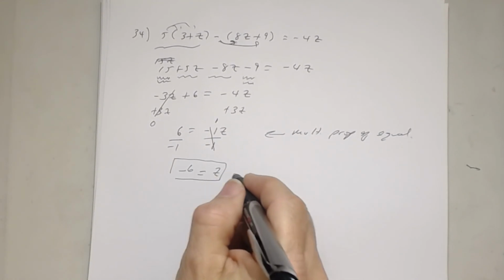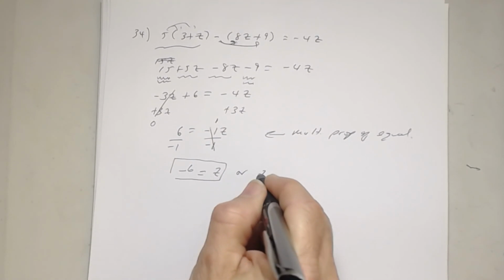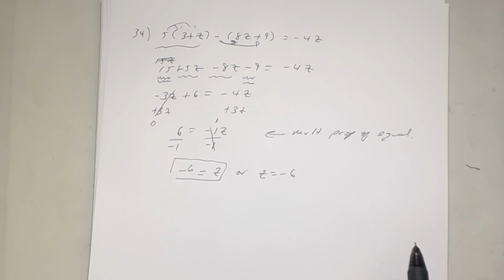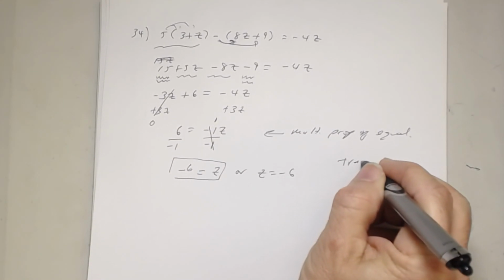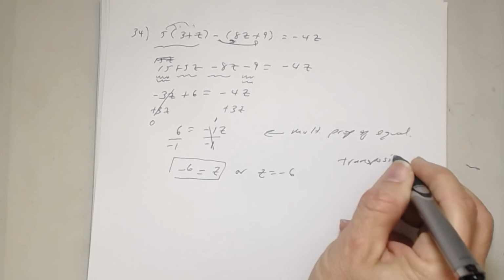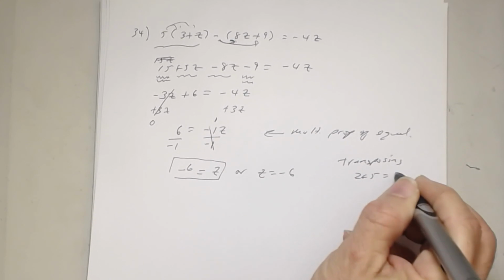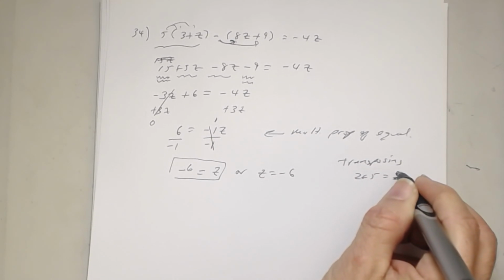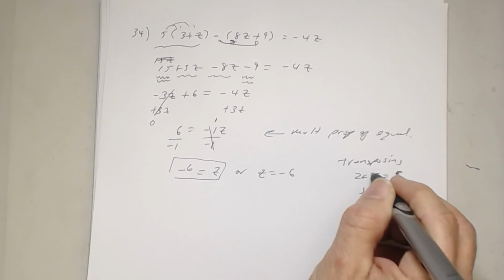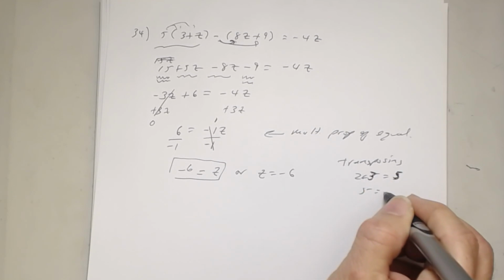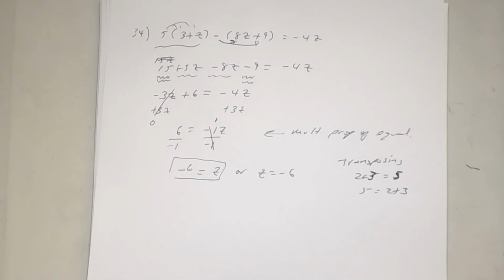Negative 6 equals z, you can always transpose an equation. Negative 6 equals z means the same thing as z equals negative 6. You're just transposing the sides. It's kind of like 2 plus 3 is the same as 5 equals 2 plus 3. You just transpose the sides. All right. Now let's look at this one.